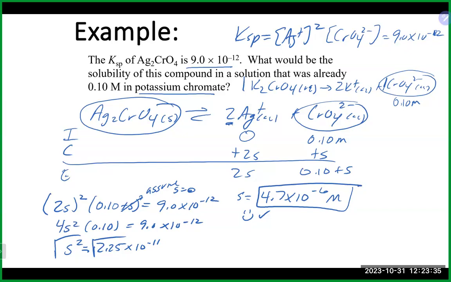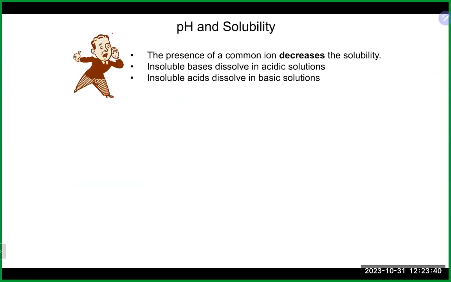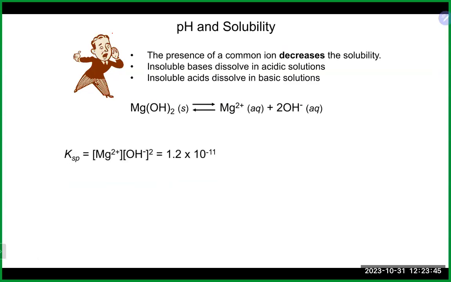All right. Dare I say that is common ion. Let's take a look at the next thing that could affect solubility. There it is. There's pH. So let's take a look at pH and solubility and what happens when we are playing with the pH. The presence of a common ion, as we just saw, will decrease the solubility because it's going to push it back the other way and keep it together. When we play with the pH, what will happen is if you have an insoluble base, it will dissolve in acidic solutions.